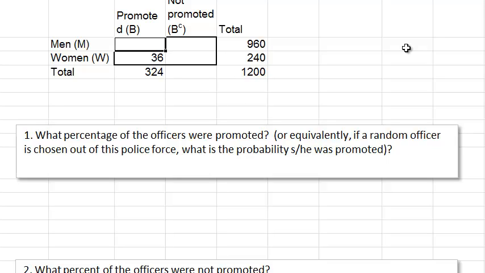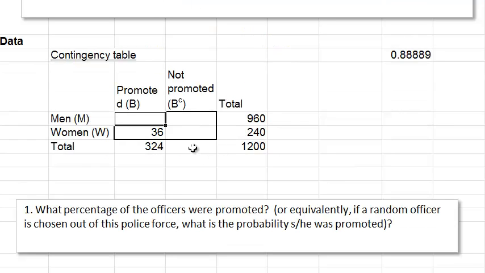For instance, here we have 324 who were promoted, 36 were women, so the rest must be men. And so we could just subtract 36 from 324, 324 minus 36, giving us 288. Now here we could take the difference between 960 and 288 to get the men who are not promoted. So 960 minus 288, giving us 672. And here we could say 240 minus 36 women, and 204 women were not promoted.